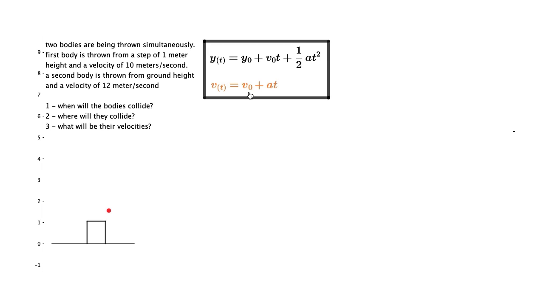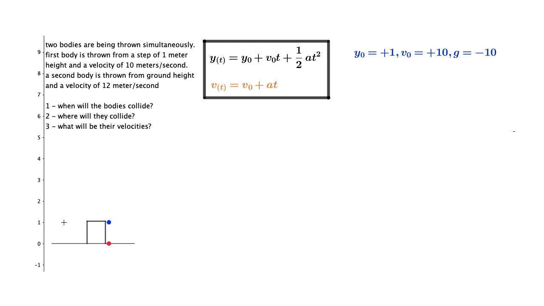To begin, let's start by writing the various parameters for each body. Let's start with the blue body, and we'll write that in blue just to clarify. Its initial position is 1 meter above the ground, or above the reference point. Of course, we're going to be taking up as the positive direction.